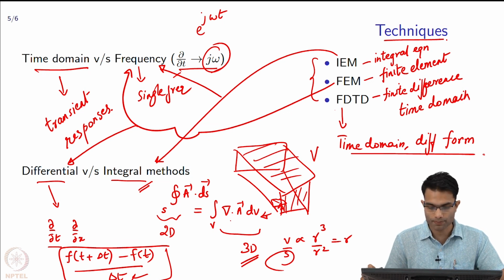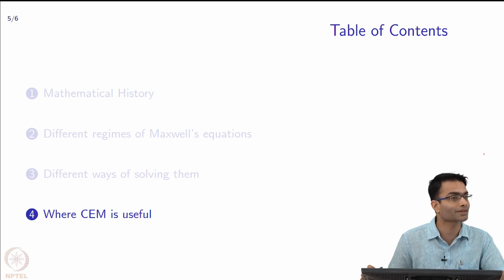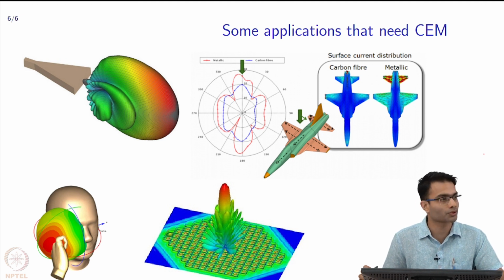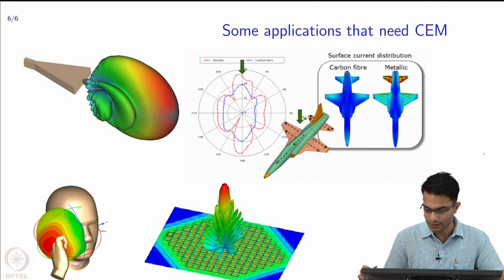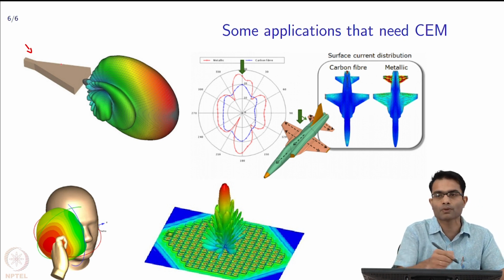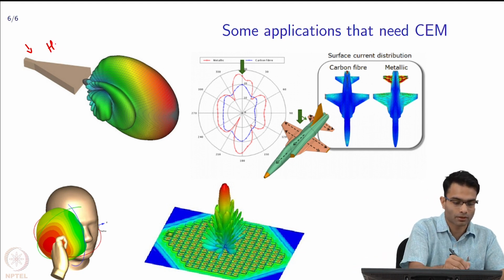So, that sort of brings us to where is computational electromagnetics actually used, where is it useful. So, I have just put a few simple pictures over here to show you simulation results. These are taken from commercial software like CST Microwave Studio and HFSS. So, for example, the first thing over here, can anyone tell me what is this? This structure over here, it is a horn antenna, right?